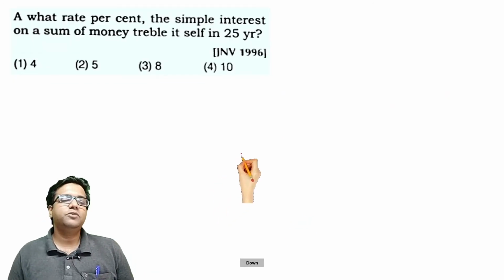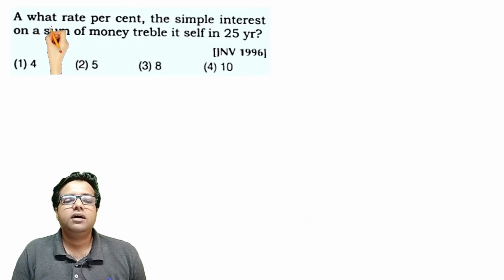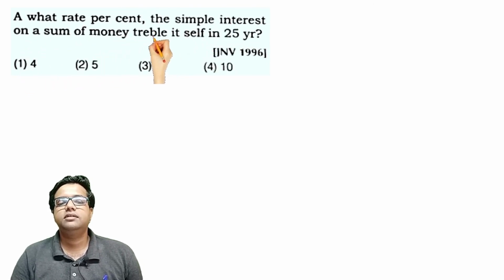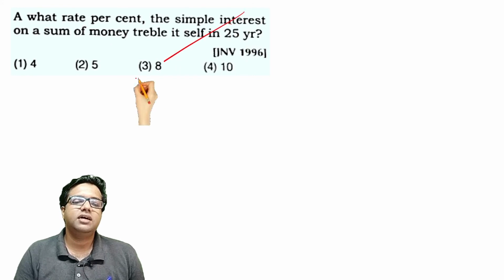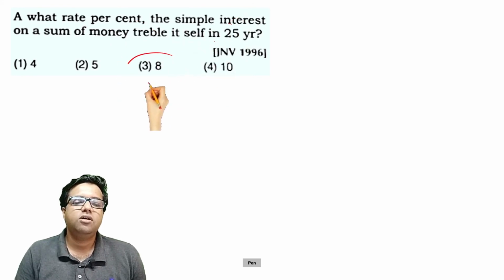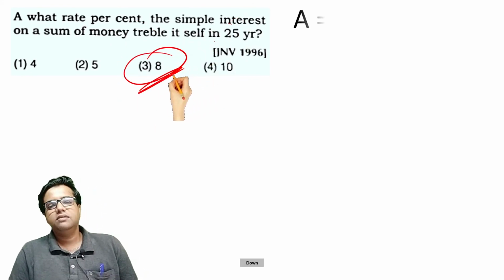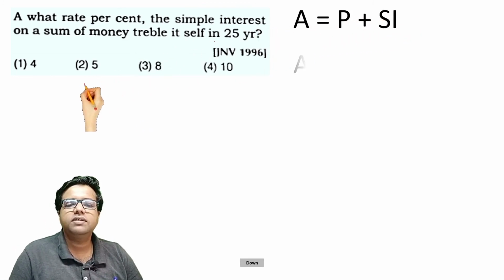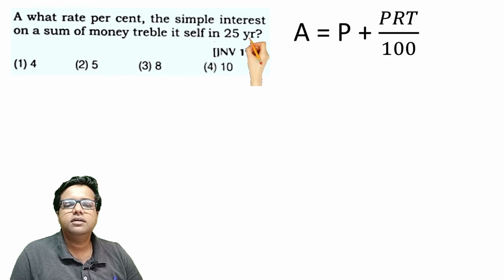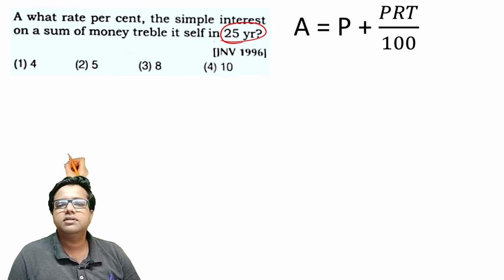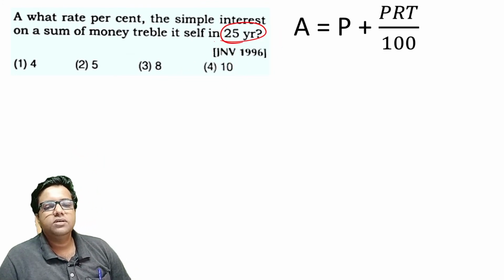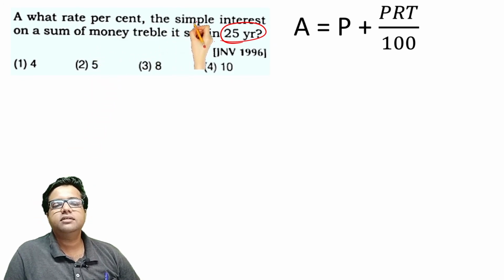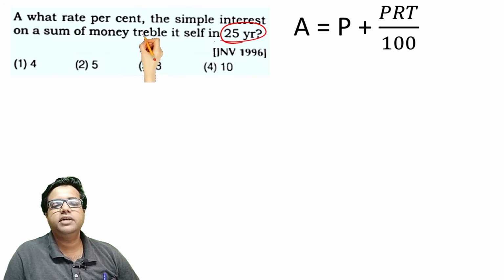Okay, let's move ahead. At what rate percent will the simple interest on a sum of money triple itself in 25 years? I think this is a repeated question. I'm sorry. Option 3 is the right answer, 8 years, which we already did. No. Here this time they have not given us the interest rate. They have given us the number of years. So at what percent interest rate will the simple interest on a sum of money triple itself?